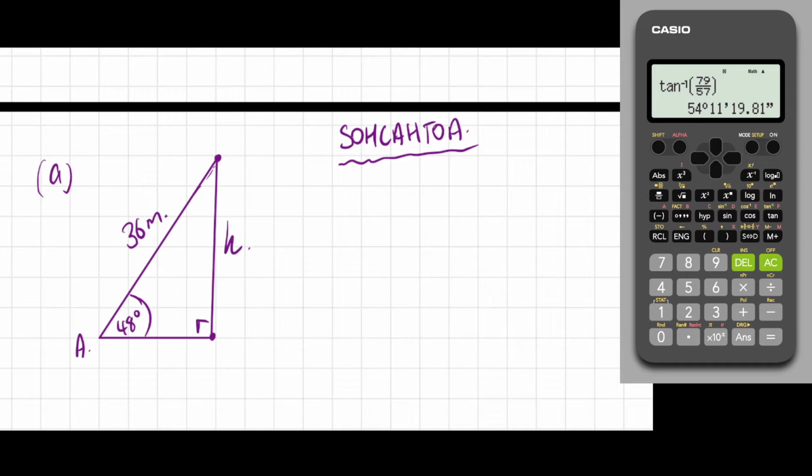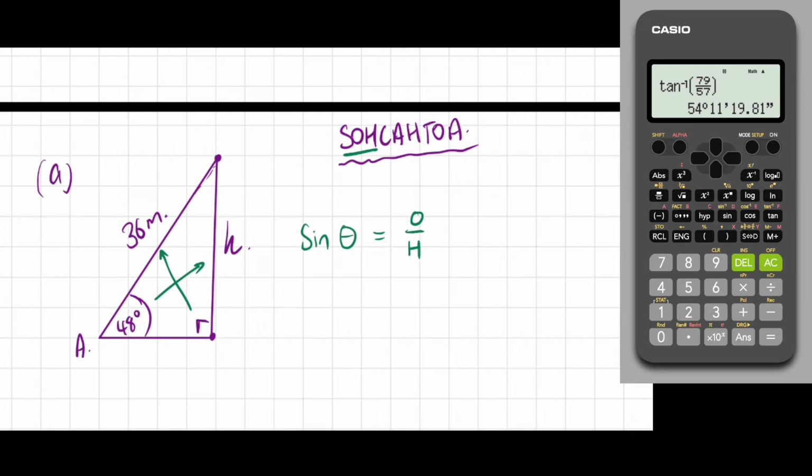So hopefully you picked it's going to be the sine ratio, because what we've got is the opposite and the hypotenuse. Sine uses the opposite and the hypotenuse. So write the formula out. Sine theta is equal to opposite over hypotenuse.